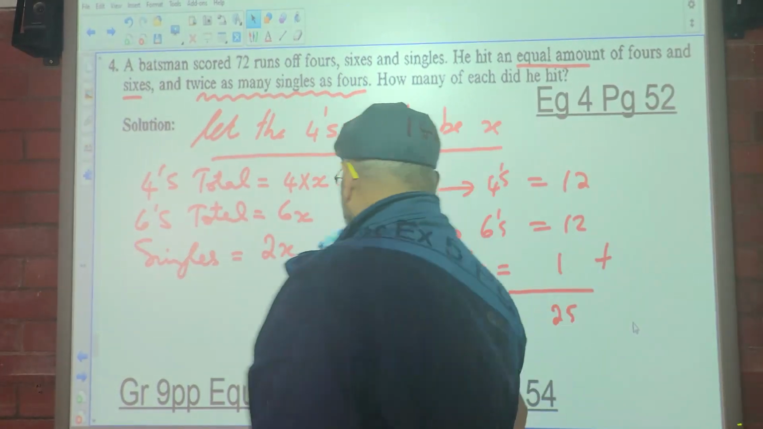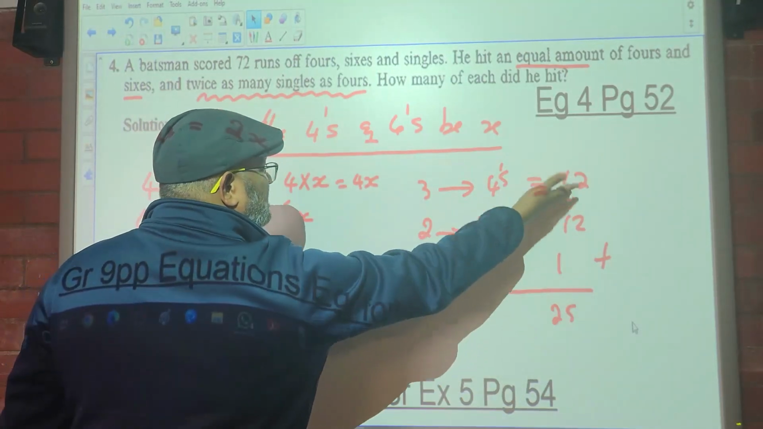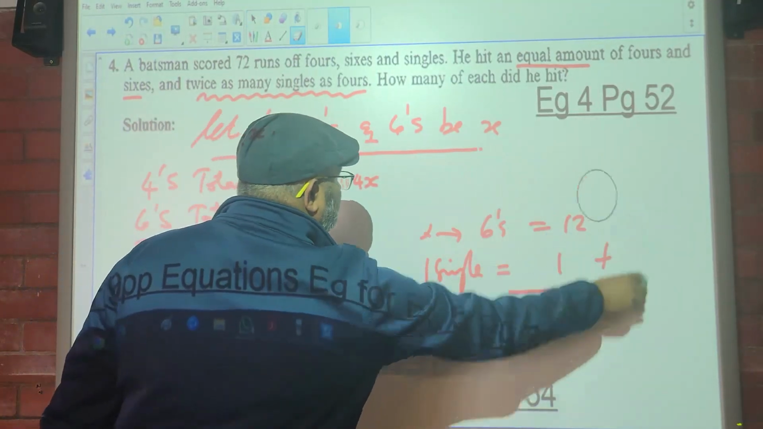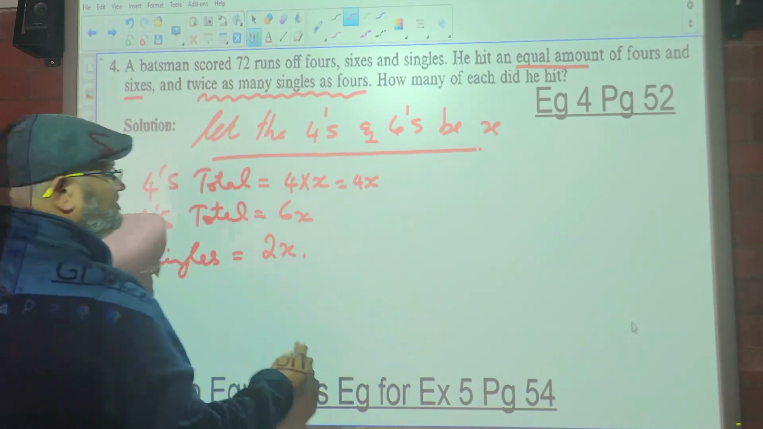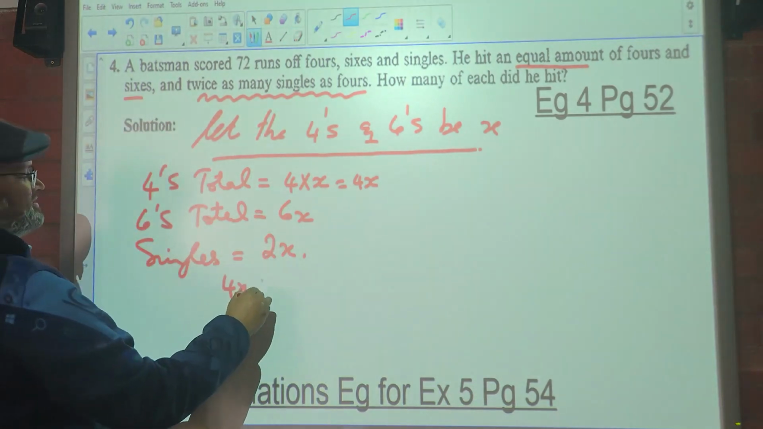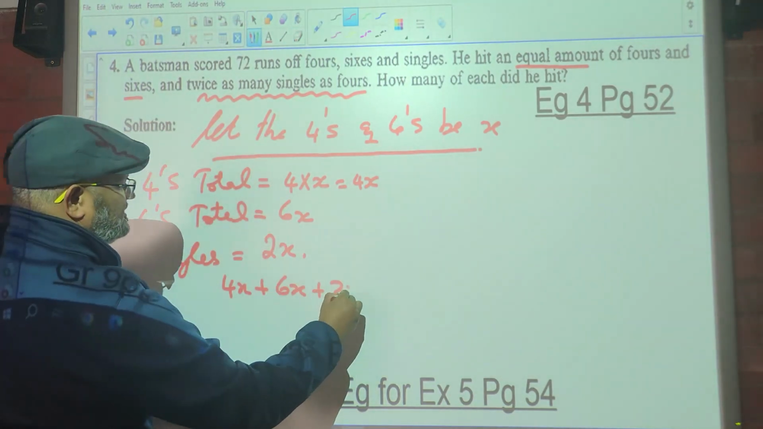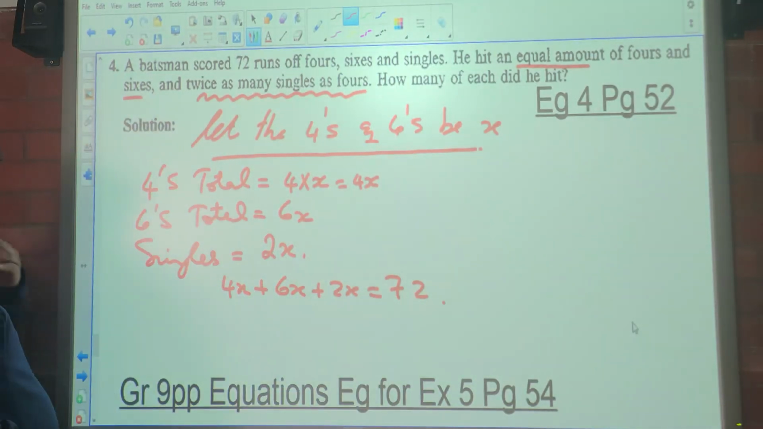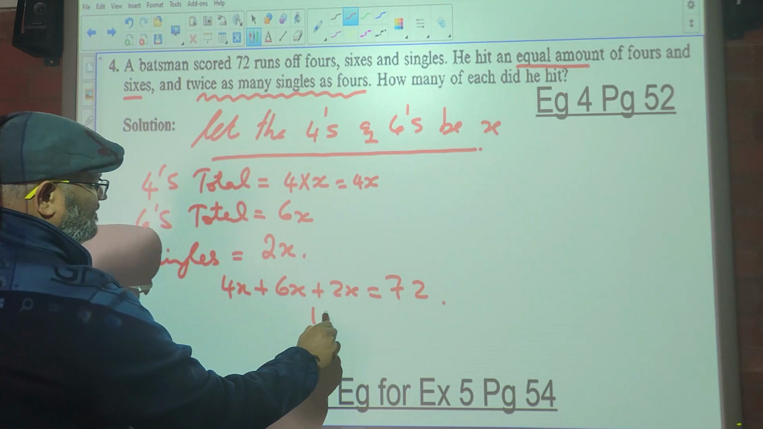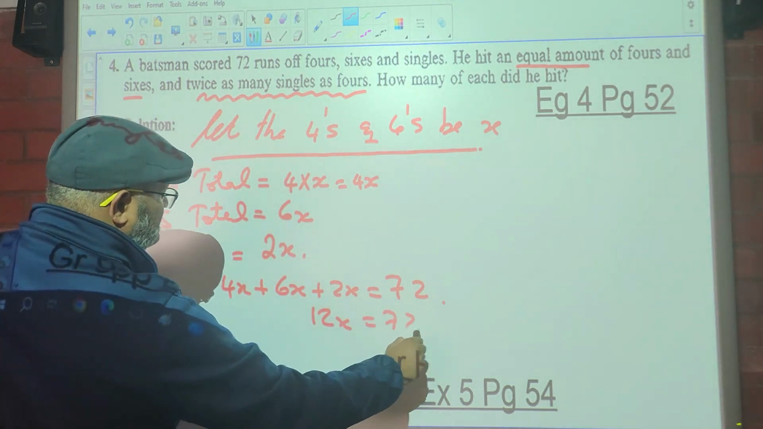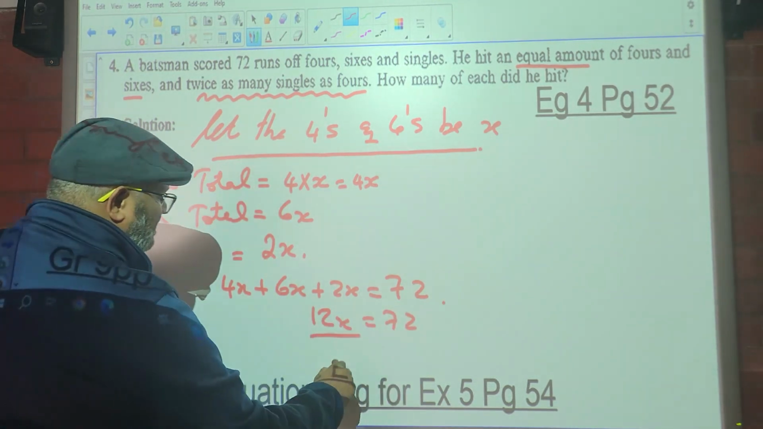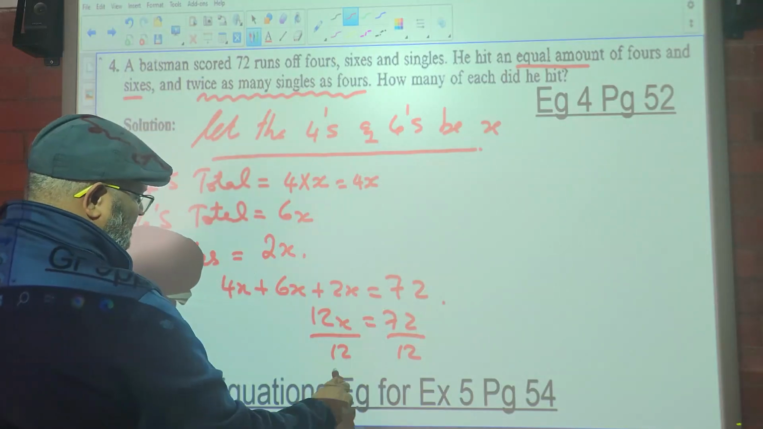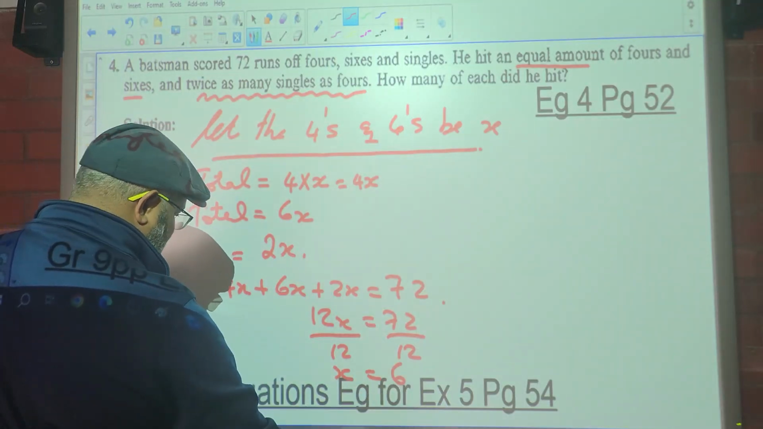Okay. Remember, how did we get the total? We added the runs up. Not so? Then we do the same here. It's going to be 4x plus 6x plus 2x is equal to 72. So 4 plus 6 is 10, plus 2 is 12. 12x is equal to 72. Divided by 12 both sides. So x is equal to 6.